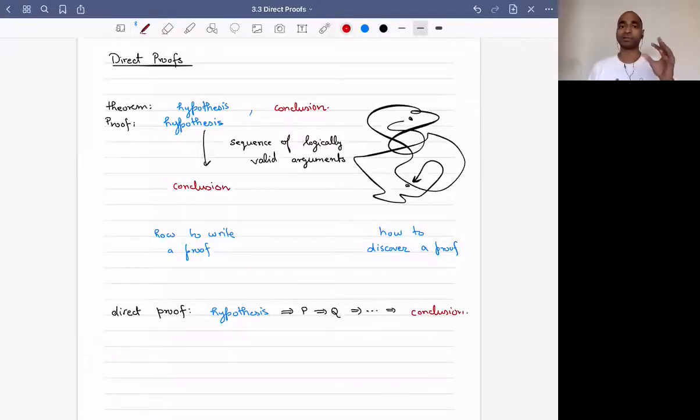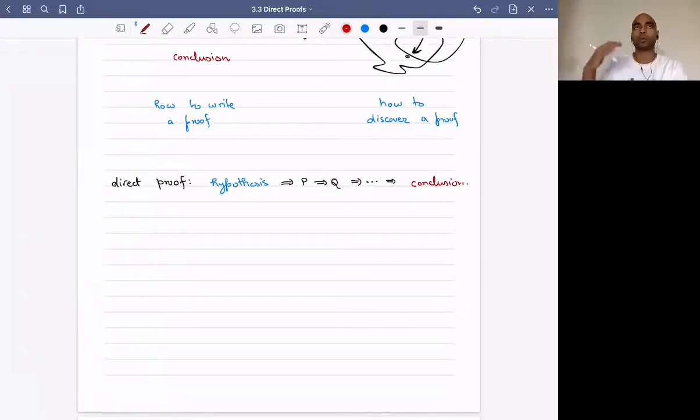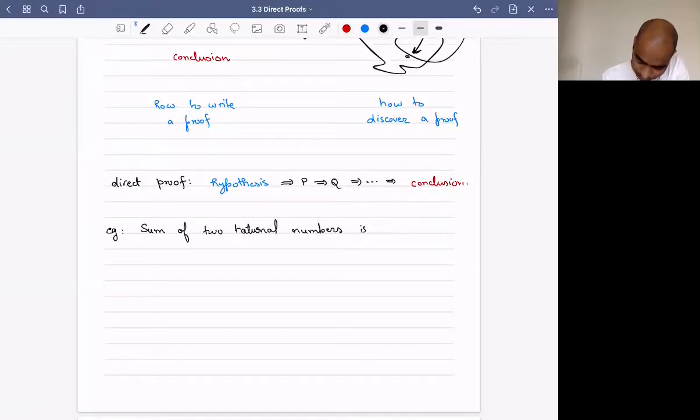We are just talking about the writing of the proof, not the discovery of the proof. The discovery of the proof is still highly nonlinear. So let me do one easy example and one complicated. The easy example I want to start with is, let's do sum of two rational numbers is rational. So now we are going to actually do the whole proof in all the detail.